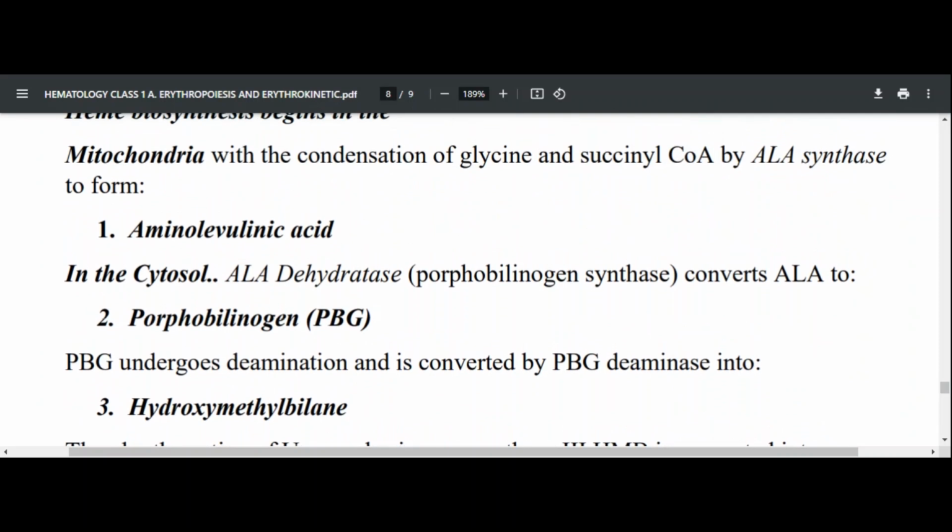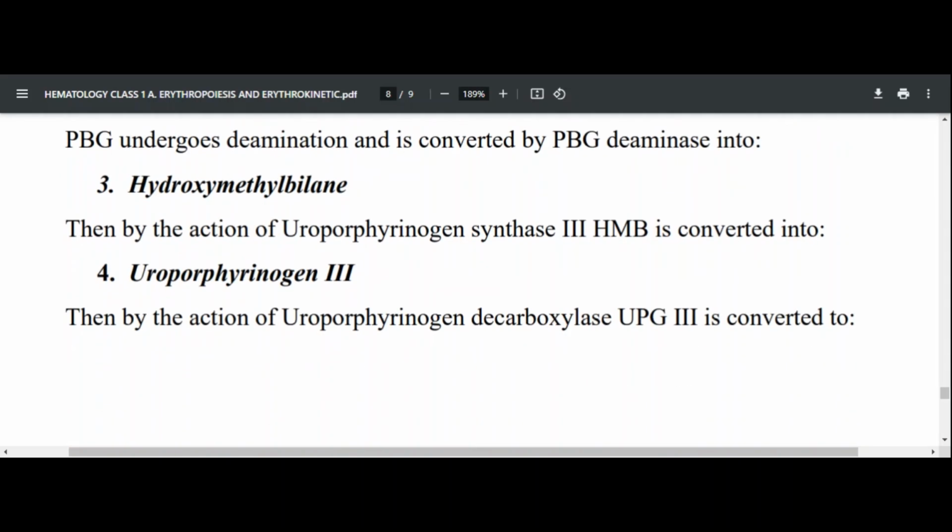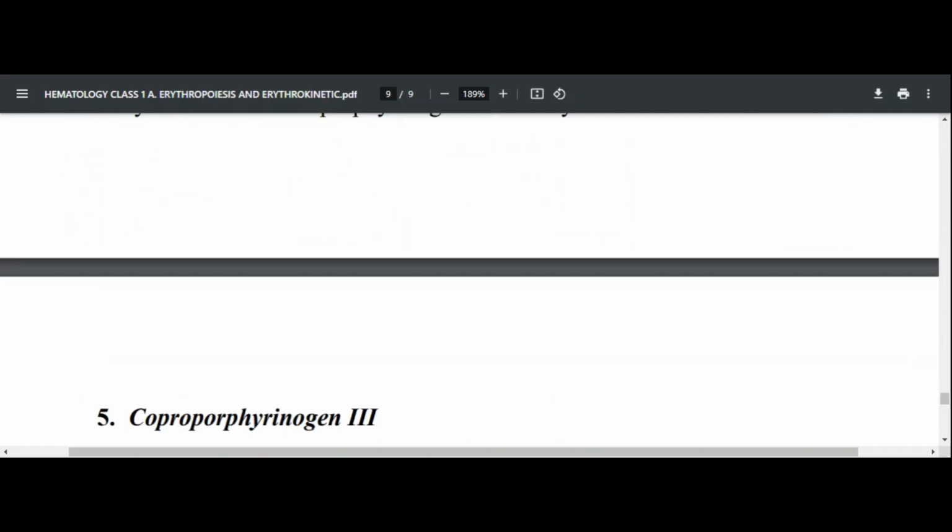First of all, there's one molecule called aminolevulinic acid. This is the first one. You should always know that the first molecule is aminolevulinic acid, followed by PBG, porphobilinogen, where you find a B. B is found once here. Porphobilinogen is the second molecule, and then hydroxy is also a unique molecule. Hydroxymethylbilane is the third molecule, following porphobilinogen.